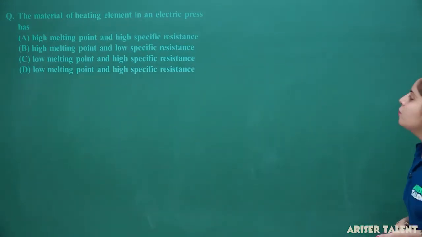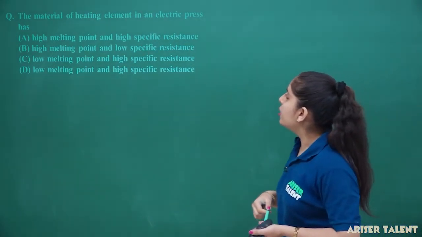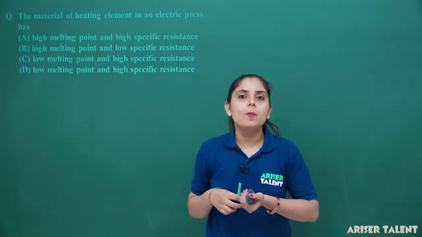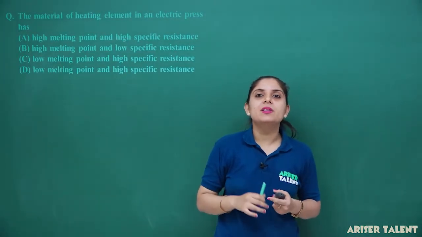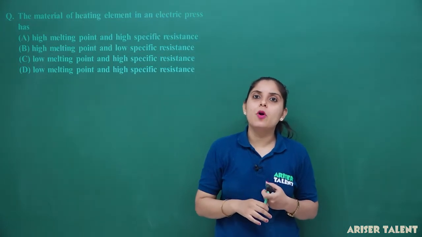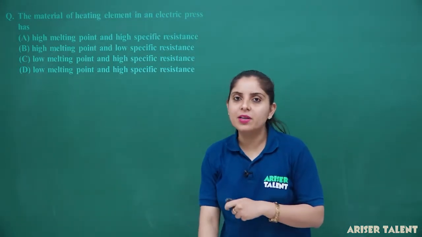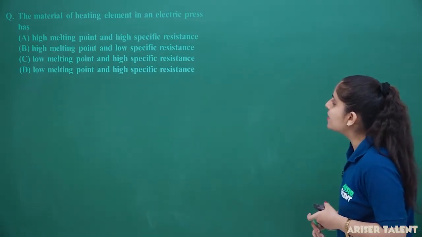The material of the heating element in an electric press will be. So, when you are obtaining any electric press, it must have a high value of the melting point and a low value of the specific resistance. So, let us check the options here.